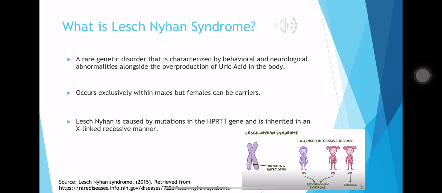The next purine metabolic pathway disease that we are going to discuss is Lesch-Nyhan syndrome. Now, you may be wondering, what is Lesch-Nyhan syndrome? It is a rare genetic disorder that is characterized by behavioral and neurological abnormalities alongside the overproduction of uric acid in the body, which we'll get a little more into later on. It occurs exclusively within males, but females can be carriers of the disorder. They just simply will not actually have symptoms of the disorder. Lesch-Nyhan syndrome is caused by mutations in the HPRT1 gene and is inherited in an X-linked recessive manner.